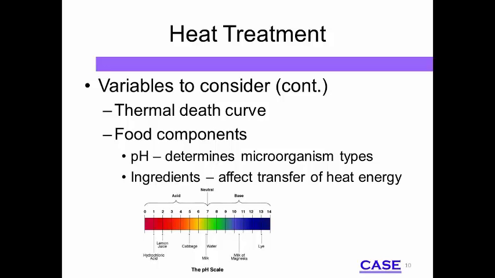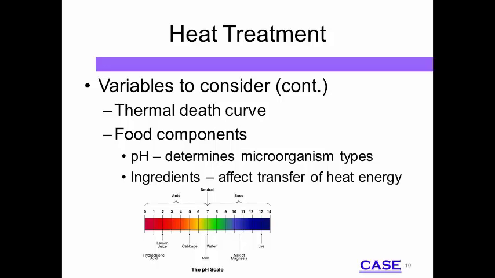The components of the food influence what is the best method of processing. The pH determines the types of microorganisms that are common for specific food products. Microorganisms that inhabit low-acid foods with a high pH can kill a person. They must be processed at temperatures significant enough to kill the microorganisms. The ingredients affect the safety of the microbes and the transfer of heat energy.